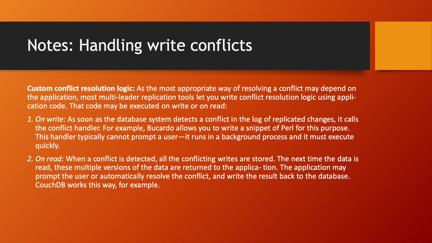This handler typically cannot prompt a user. It runs in a background process, and it must execute quickly. On read, when a conflict is detected, all the conflicting writes are stored. The next time the data is read, these multiple versions of the data are returned to the application. The application may prompt the user or automatically resolve the conflict and write the result back to the database. CouchDB works this way.